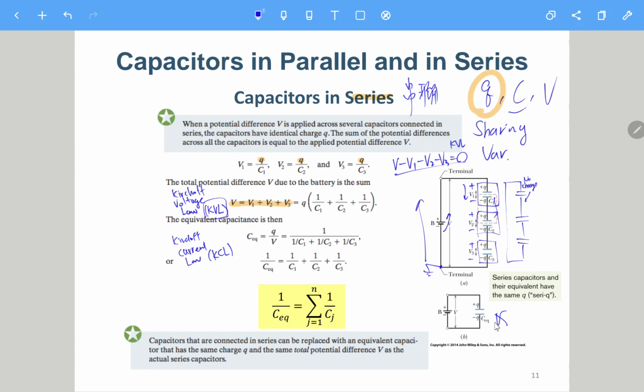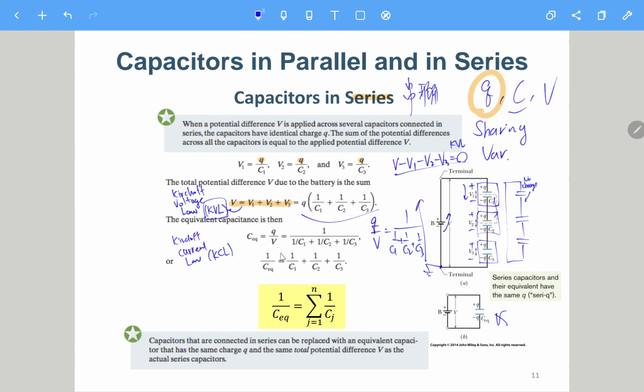Similarly, we will replace all these three capacitors by an equivalent capacitor. So we have CEQ equals Q over V. And if we look at here and here, Q over V is 1 over C1 plus 1 over C2 plus 1 over C3. So you plug this in, and you get 1 over CEQ equals 1 over C1 plus 1 over C2 plus 1 over C3, taking the reciprocal of both sides.